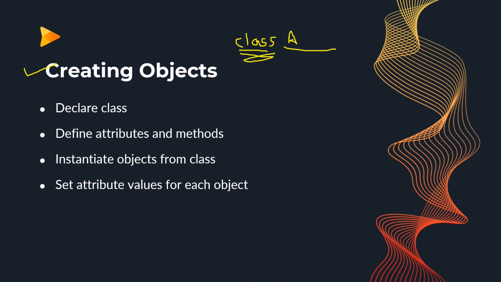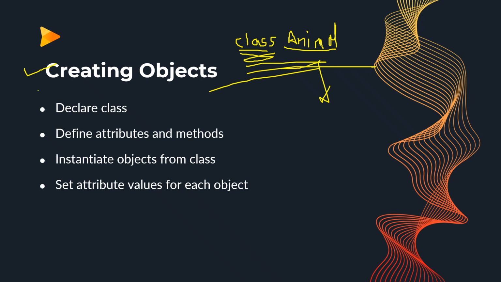So suppose that we are creating the animal class. So this is the animal class in which we are going to create different objects which are under animal class. So this is how we can create animal class.